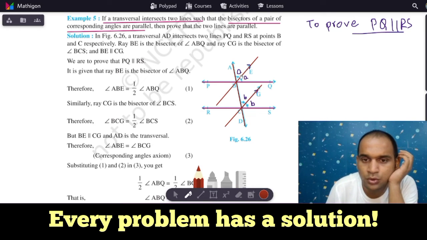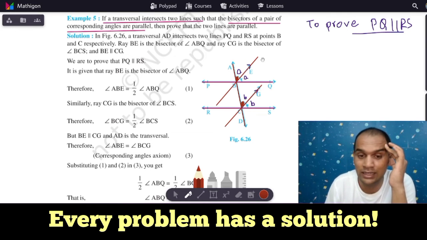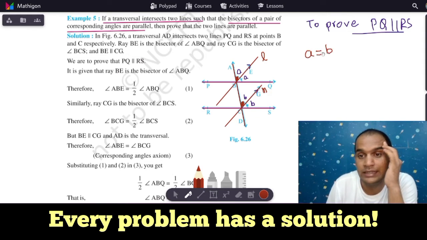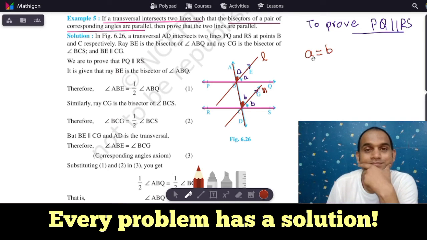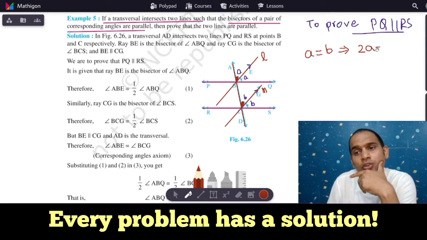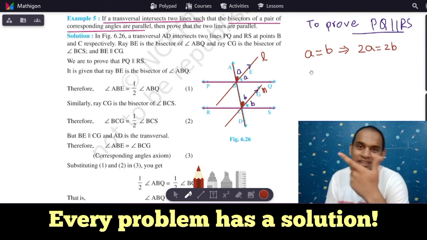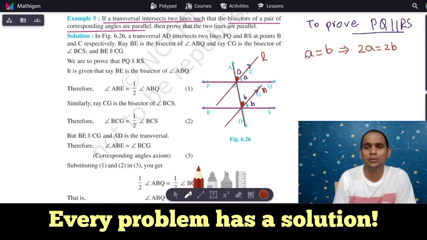Now observe, what can you say about this angle A and this angle B? They are corresponding angles, right? You need to mention which lines you are taking, so you can call these lines L and M. Since L is given to be parallel to M, when we take AD as the transversal, A will be equal to B. Yes or no? So what does that imply? 2A will also be equal to 2B. That's very common. If A equals B, I'm just multiplying 2 on both sides. So 2A equals 2B.